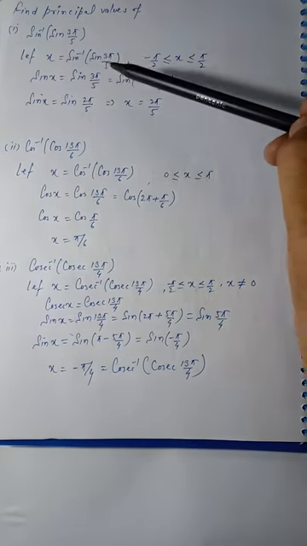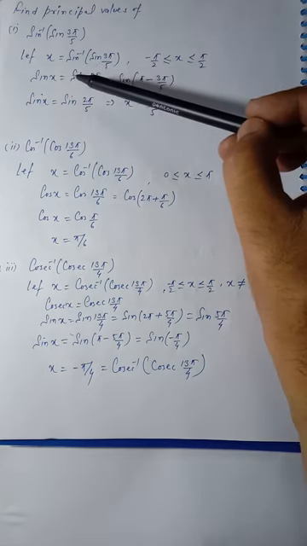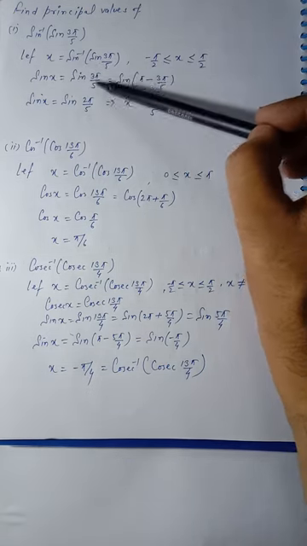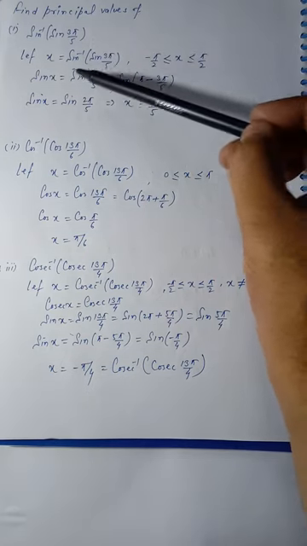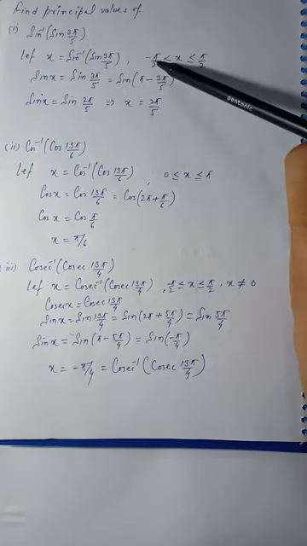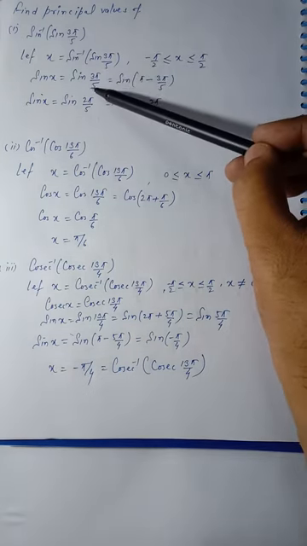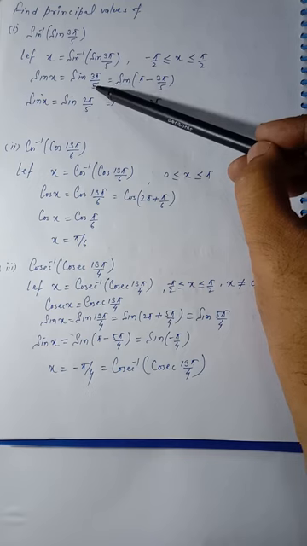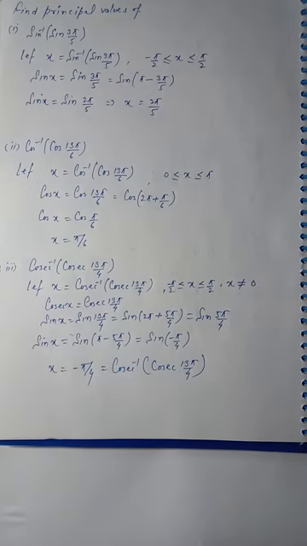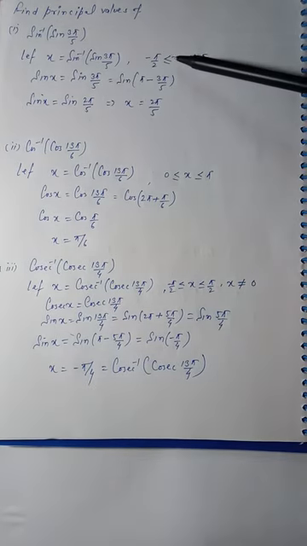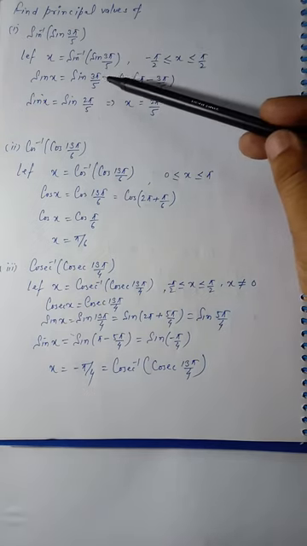Now one thing is that somebody may directly compare: when sine x is equal to sine 3 pi by 5, then x is equal to 3 pi by 5, right? But this x is between minus pi by 2 to plus pi by 2, whereas 3 pi by 5 is outside pi by 2, right? So we have to make this 3 pi by 5 lie between minus pi by 2 to plus pi by 2. That's why we will reduce this value.